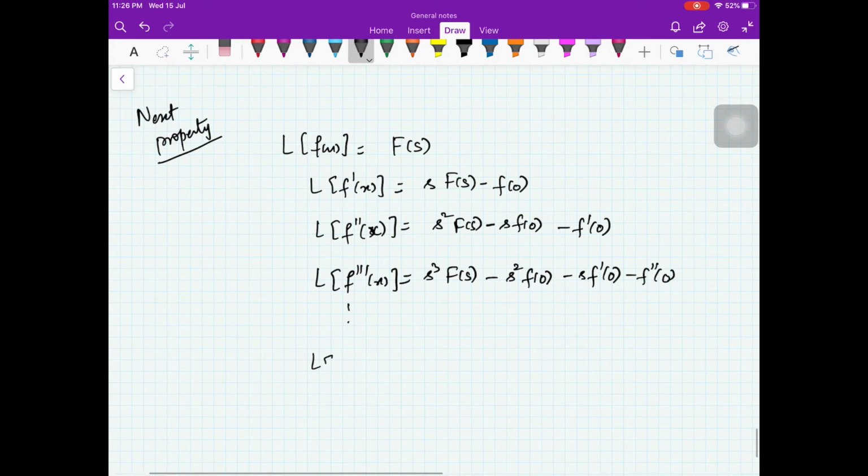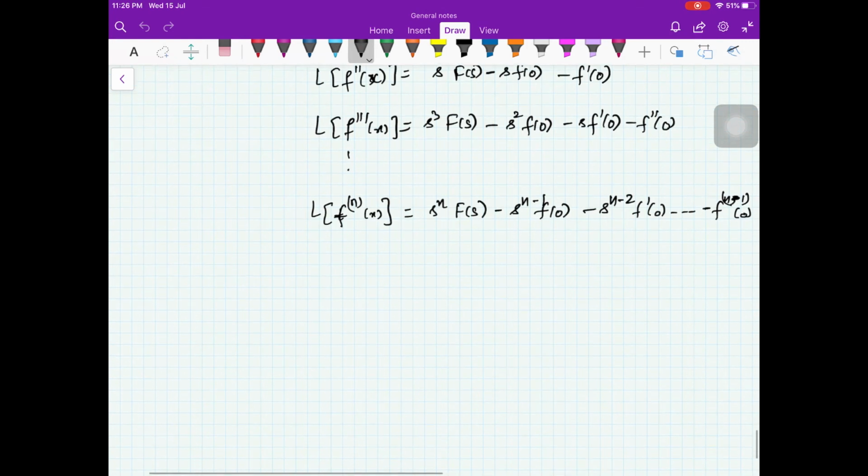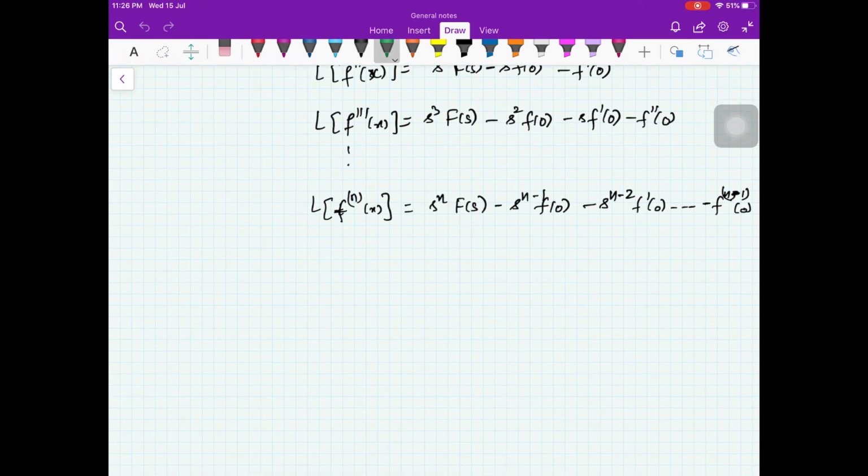Right? And so on. The general formula, L of the nth derivative of f, is s raised to power n f of s minus s raised to power n minus 1 f of 0 minus s raised to power n minus 2 f dash 0, and so on, minus the n minus 1th derivative of f at 0. So these are the formulas and you have to derive them yourself. Okay, so let us do the problems based on this.